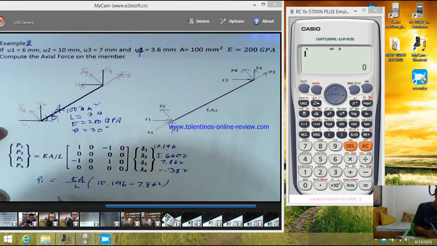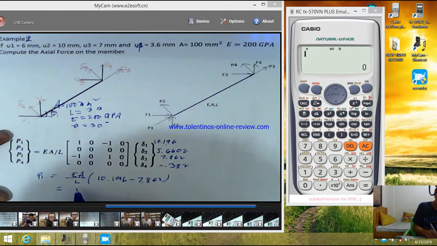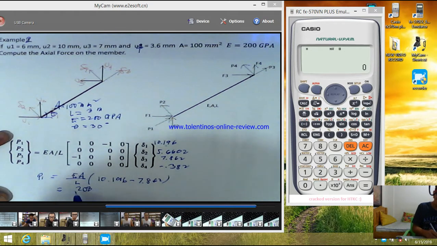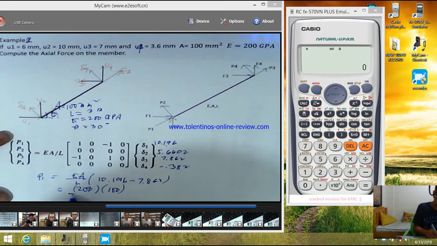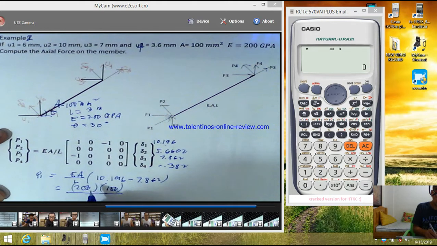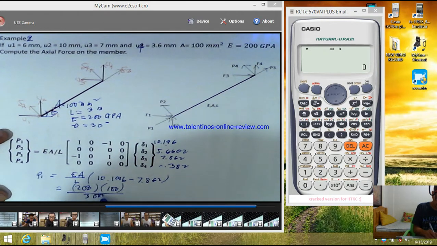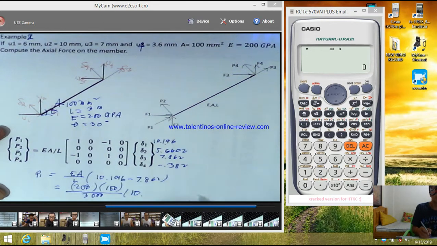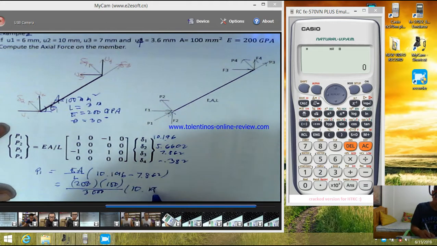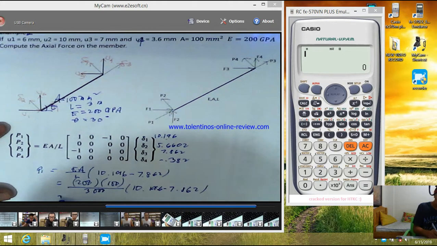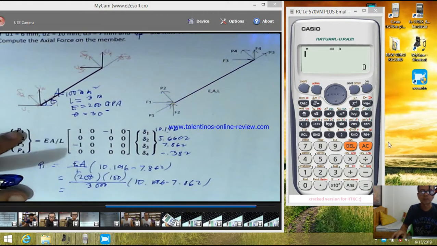7.862. Okay, what is our E? That is 200 kilonewton per millimeter square. Our area is 100 millimeter square. Our length is 3000 millimeter times 10.196 minus 7.862. So your P is what?